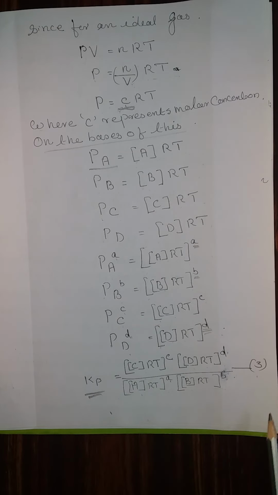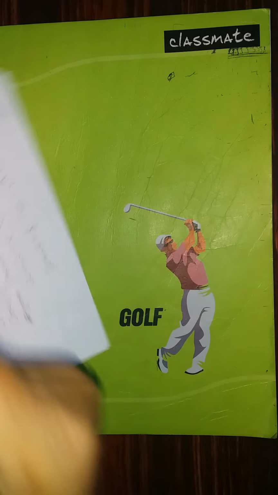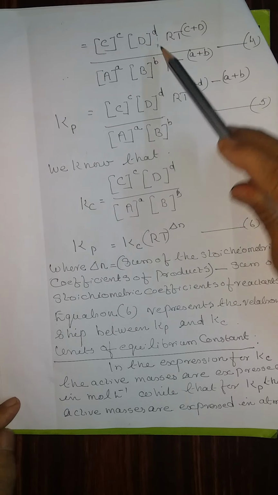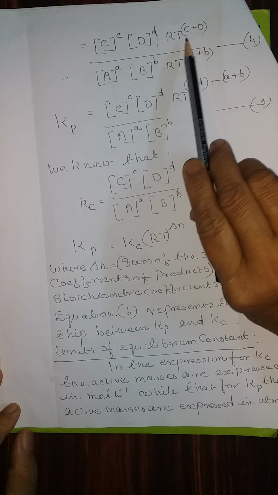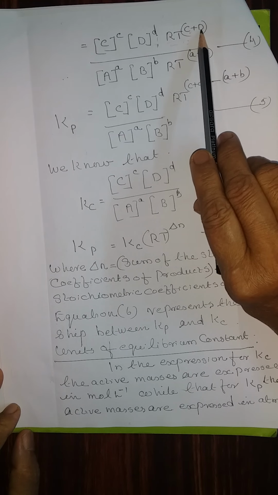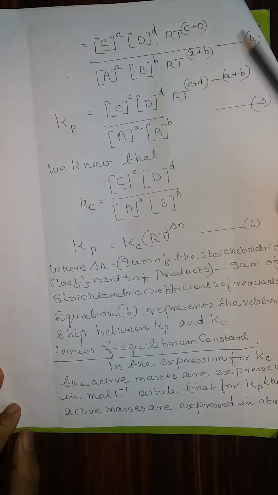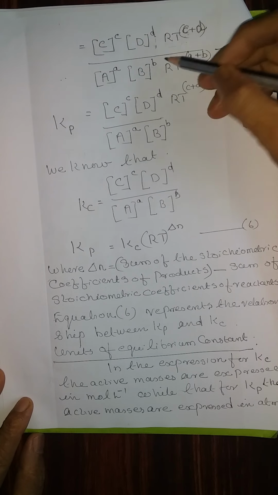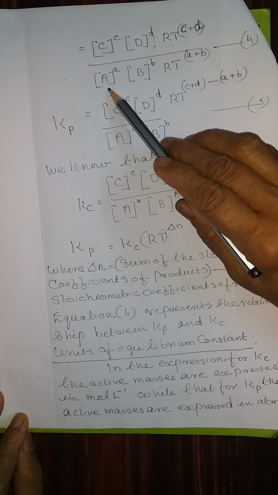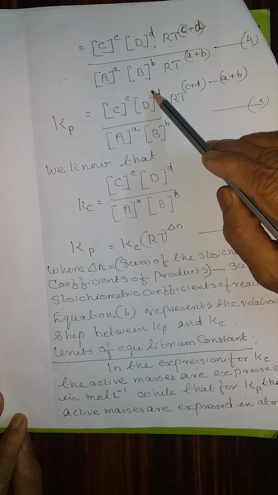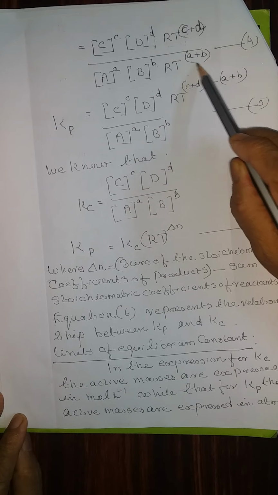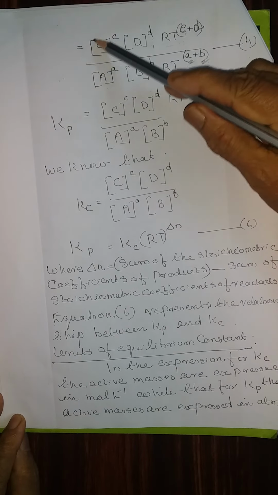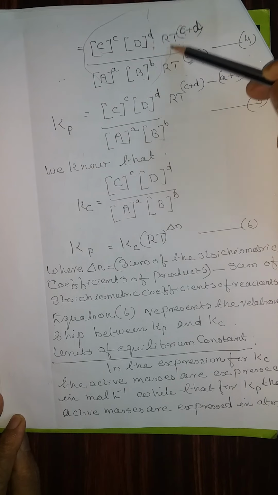Now we are going to simplify this equation. Concentration of C raised to the power c, concentration of D raised to the power d. Remove that RT and write RT raised to the power c plus d, small c and small d, divided by concentration of A raised to the power a, concentration of B raised to the power b, RT raised to the power a plus b, that is small a, small b. Equation number 4. We know what is this factor. That is known as Kc.